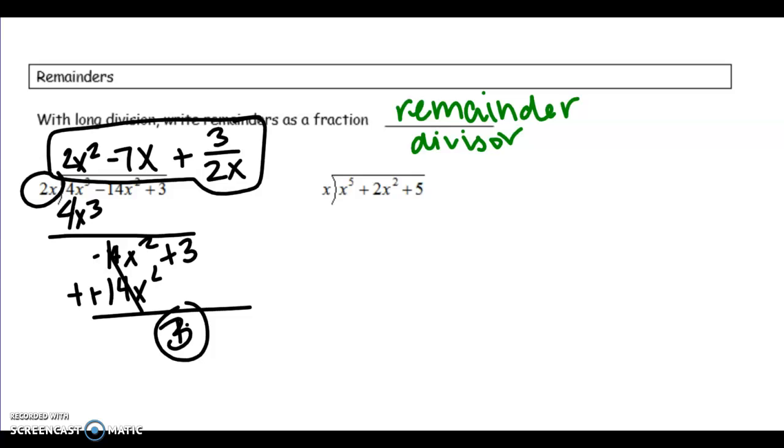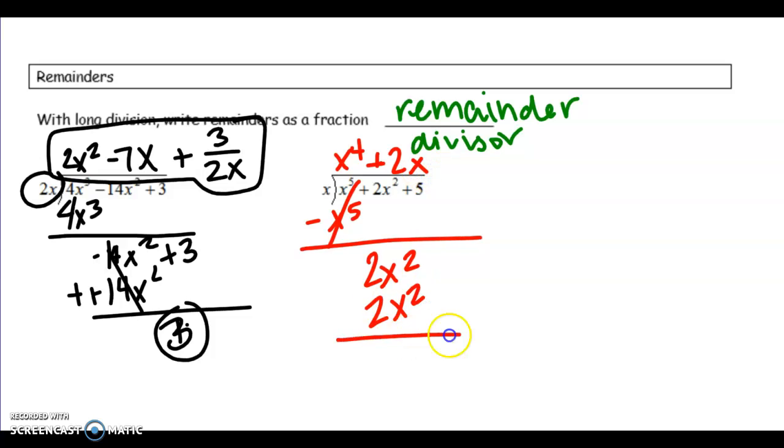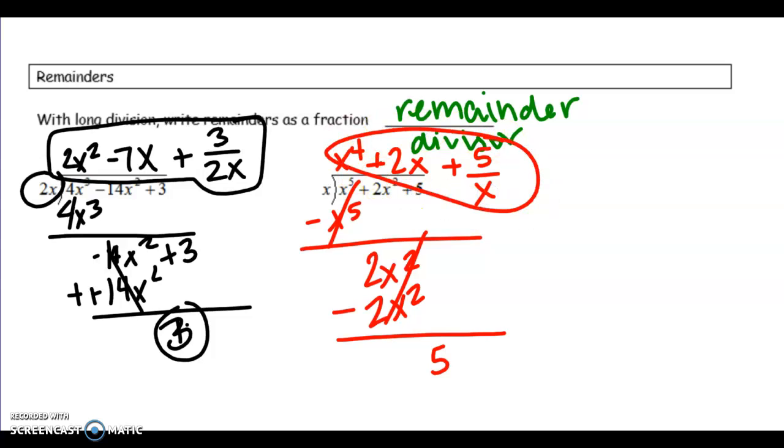On the next one, x goes in x to the fifth. That would be x to the fourth times x gives me x to the fifth. I subtract, those cancel. 2x squared comes down. X goes into 2x squared. That would be plus 2x. Plus 2x, that would be 2x squared. I subtract those, they cancel, and my 5 comes down. Now, x doesn't go into 5, but it is a positive 5, so I'm going to put plus 5 over my denominator, which is x. All right, moving on.